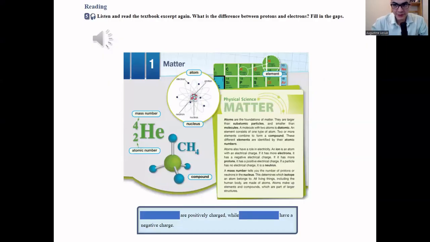For the first listening segment of this unit, I want you to listen to the audio clip of the passage we've been reading so far. After you listen to the audio clip, I want you to fill in the blanks of the incomplete sentence at the bottom over here. So we have blank are positively charged while blank have a negative charge, okay? So listen to the audio clip, pause the video, fill in the blanks yourselves, and once you're done, resume the video and we will go through the answers together.